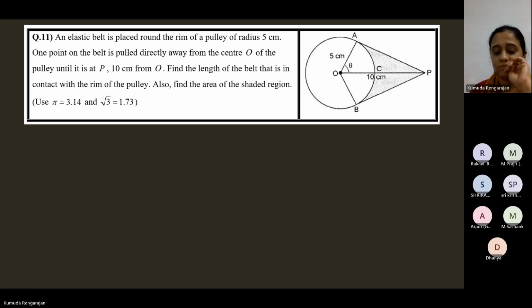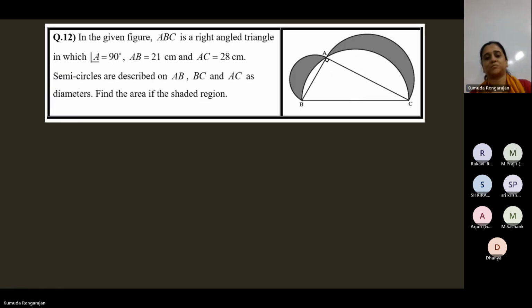All right, children, now this is for you. How do we find the area of the shaded region? I'll just come back in 5 minutes. Tell me, how do we find the area of the shaded region?